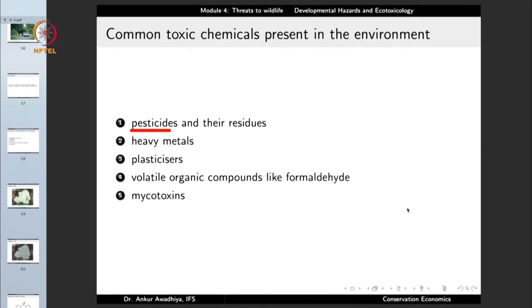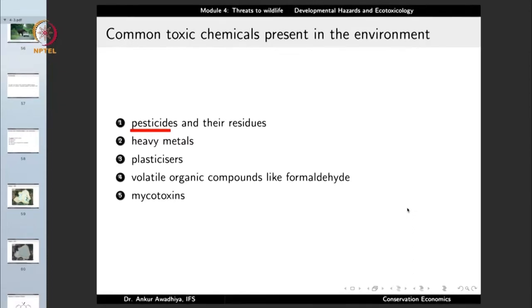So even though there might be certain processes, certain chemical reactions that will change these pesticides, some of the residues will remain in the environment. And that will create a condition that will have an impact on certain organisms. So ecotoxicology studies the impacts of pesticides and their residues, and we'll have a look at what these impacts are in a short while.